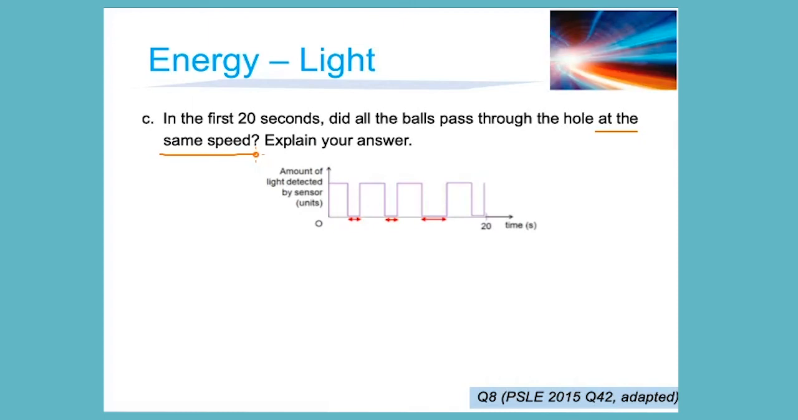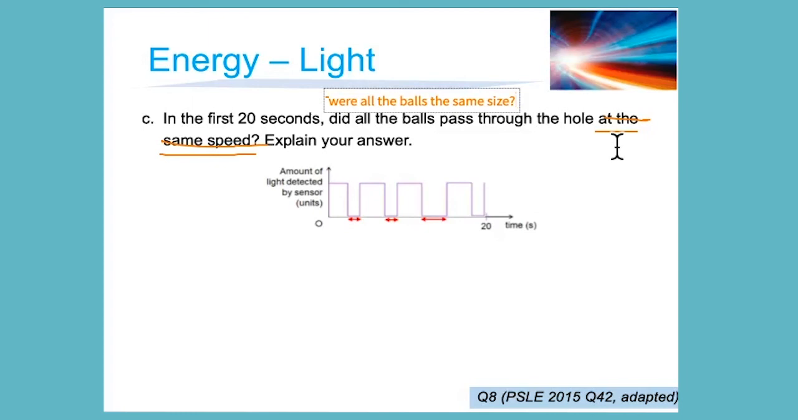Okay? So if they change the question to, let's say, let me type it out. Okay, in the first 20 seconds, were all the balls the same size? Then I can say, nope, based on the graph, I can say that the balls are not the same size because the interval for the third ball was longer, for example. But in this particular question, if they're telling me that the clue here is at the same speed, then the question is linked to the speed of the ball, not the size of the ball.